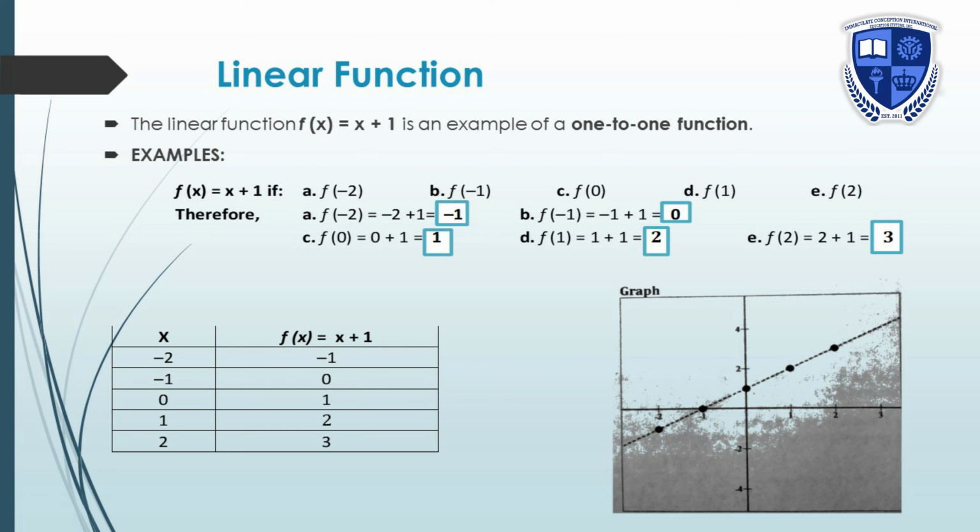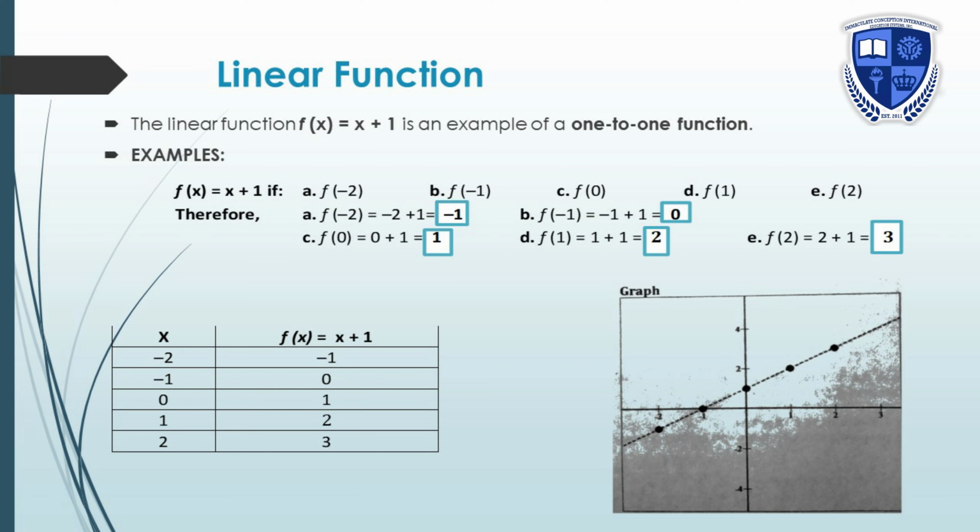The linear function f of x is equal to x plus 1 is an example of a one-to-one function. For example, class, f of x is equal to x plus 1. So, ibig sabihin, x plus 1 po ang aking given. So, now, ang binigay po ni ma'am na value para sa x sa letter A ay negative 2, letter B, negative 1, letter C, 0, letter D, positive 1, letter E ay positive 2.